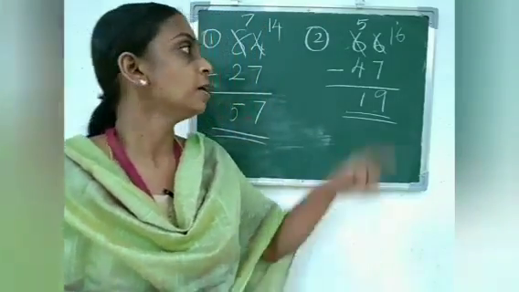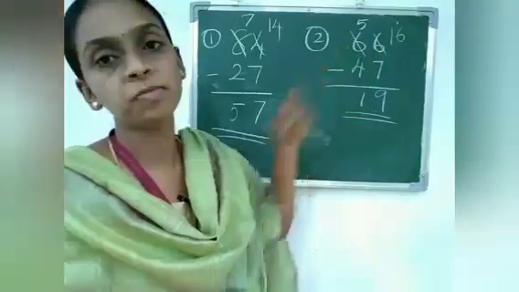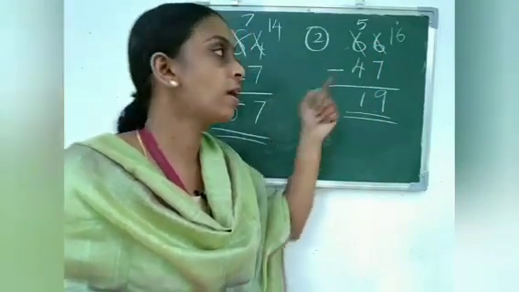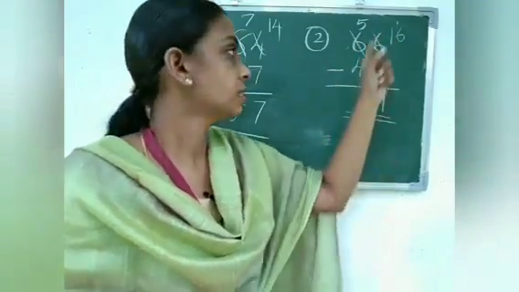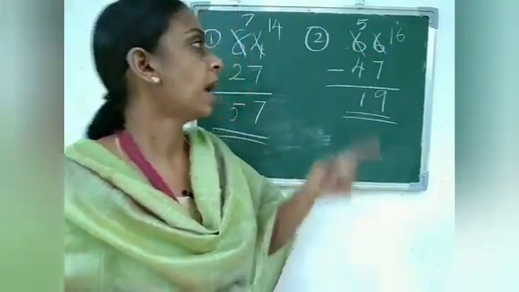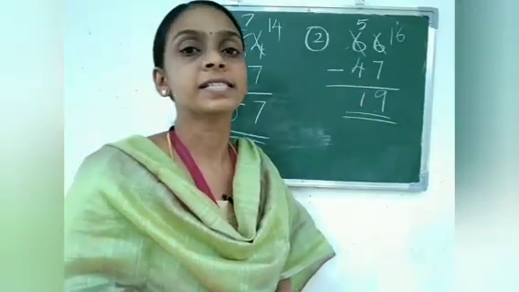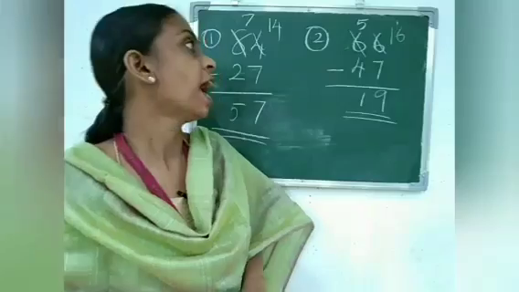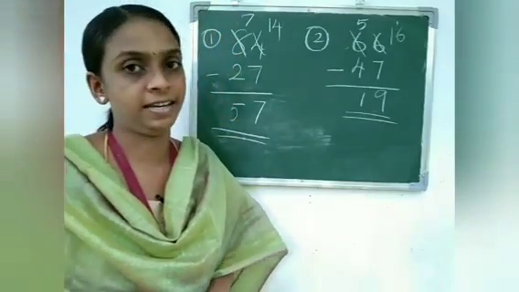19 is the answer. We are not able to subtract 7 from 6. Then we borrowed 10 from this 6. Then this 6 became 16 and the other 6 became 5. Then we subtracted 16 minus 7 is 9 and 5 minus 4 is 1. So we got the answer 19.